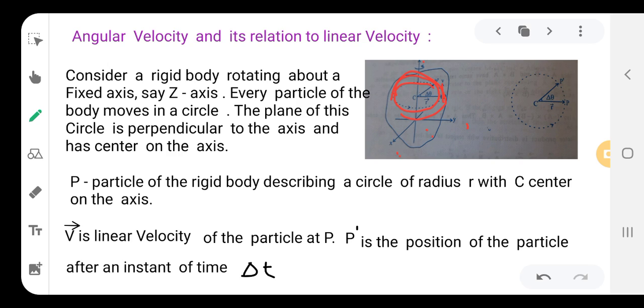Let v be the linear velocity, and we will consider two positions, P and P dash, of the particle. At one instant of time it will be at position P, and after some time it will be at P dash. So from here to here, if it is moving, it has a time interval of delta t.